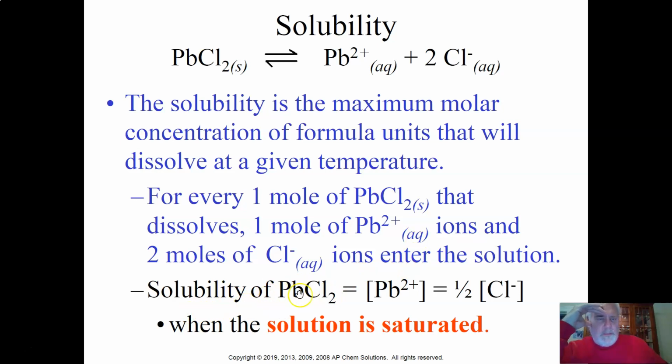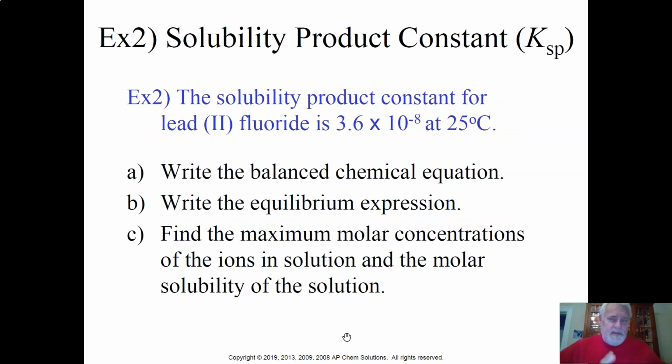So the solubility is equal to the concentration of the lead, or half of the concentration of the chloride. You could use either to figure out what the solubility of that is. And that's when it is saturated. So this is a little easier to understand with the problem here. So we're going to go ahead and do this.